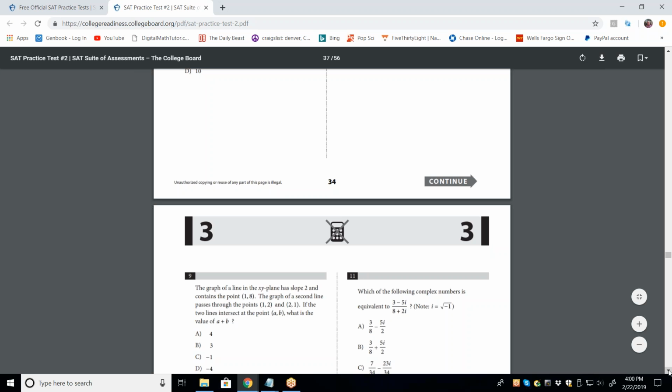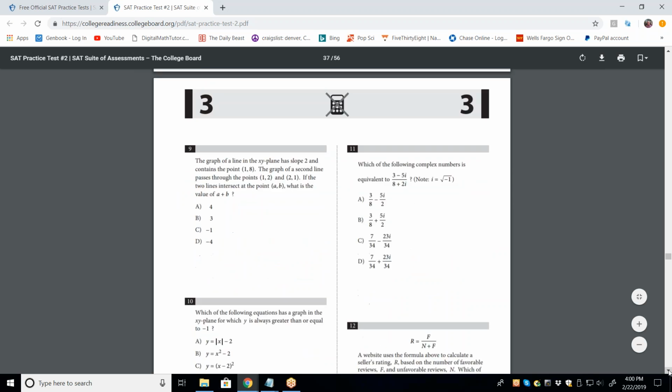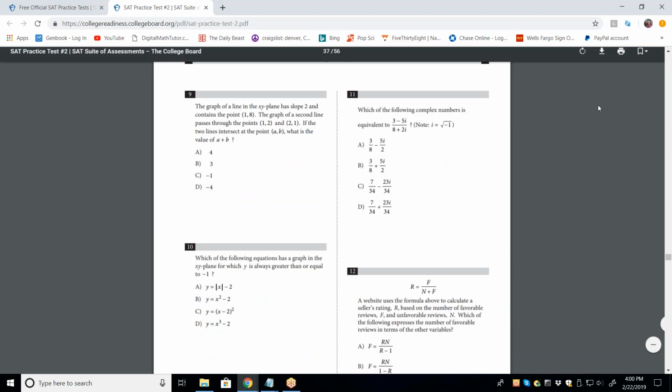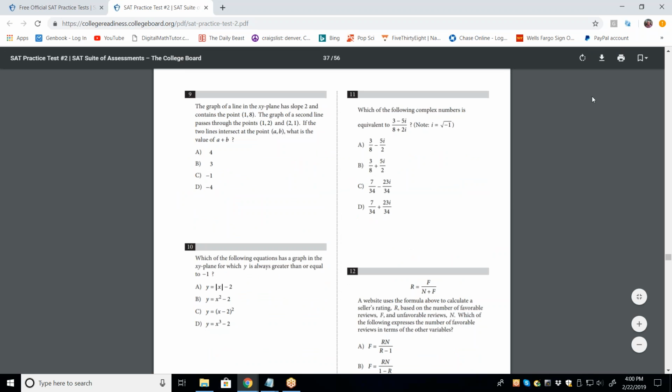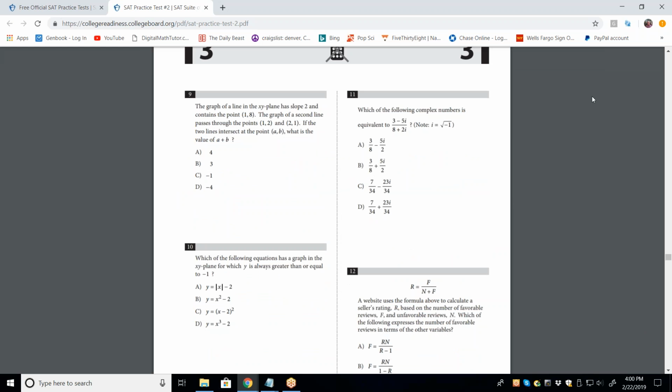Okay, sounds good. Also, do you recommend the Khan Academy practice that you can link to your College Board account? I'm not familiar with it, but I'm a huge fan of Khan Academy. I would say that anything they do is probably very worthwhile. Sounds good. All right.